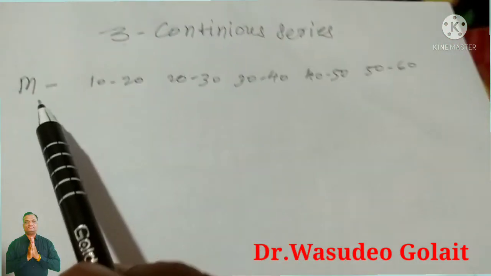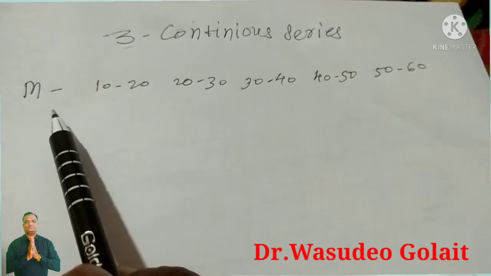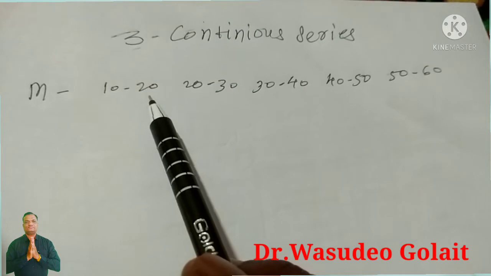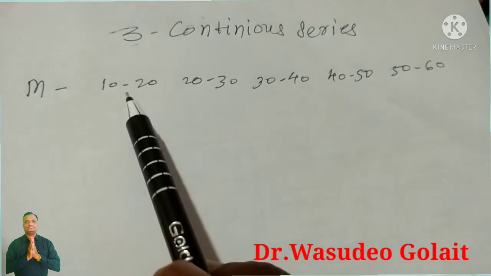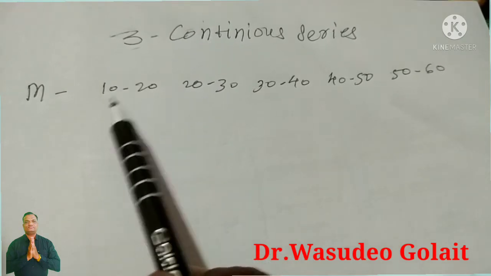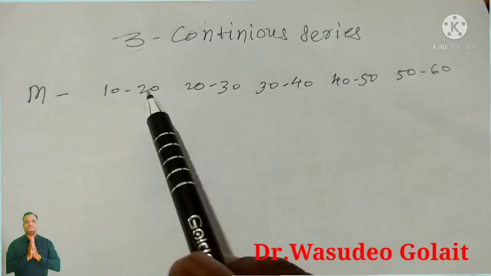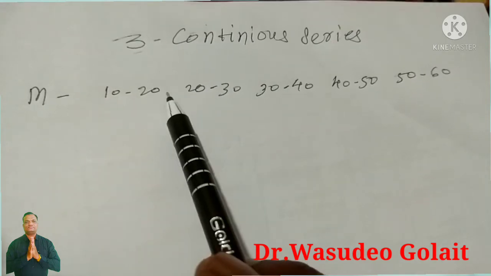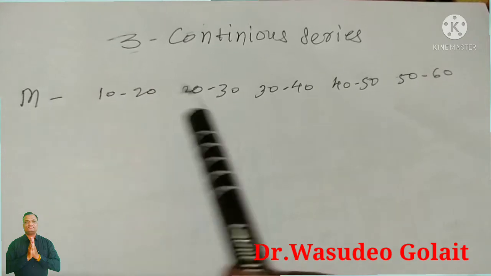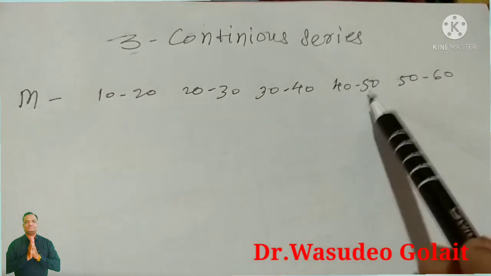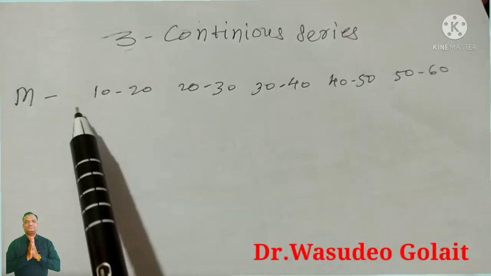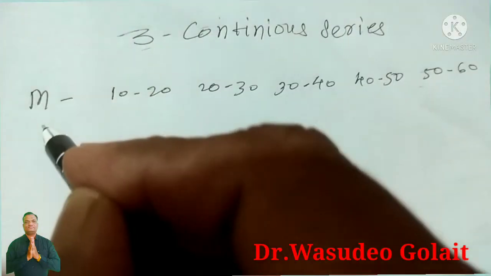So you can see here there is an M series, but there is not a single digit. We can see here 10 and 20 and a dash. There is a dash between 10 to 20, so it's called a group. 10 to 20 is read as 10 to 20, 20 to 30, 30 to 40, 40 to 50, 50 to 60. Beside this, there is given the F series.